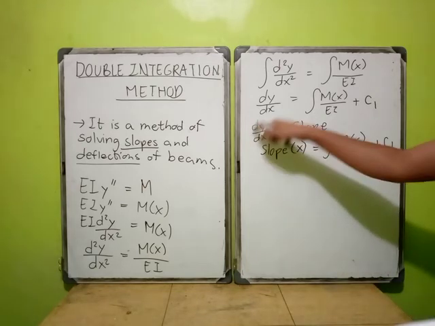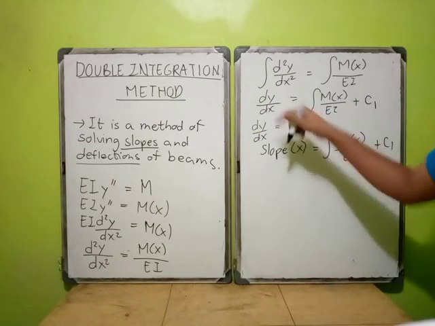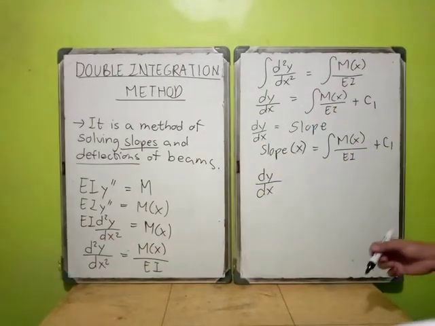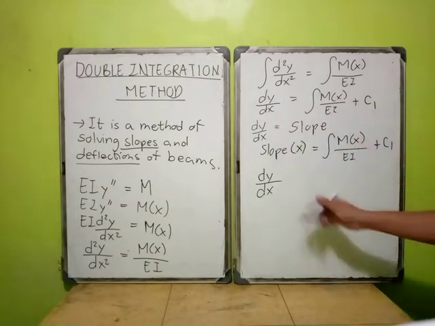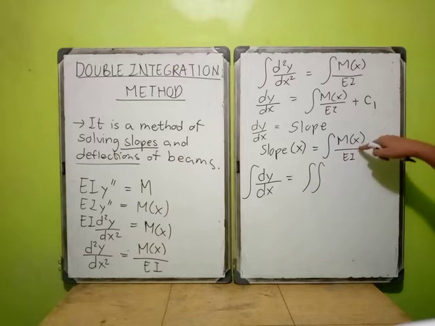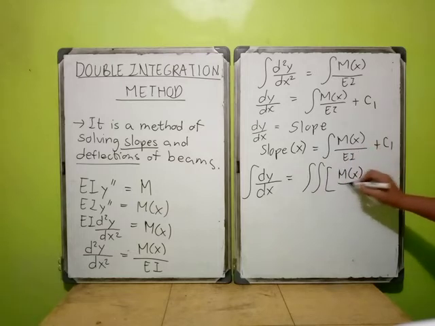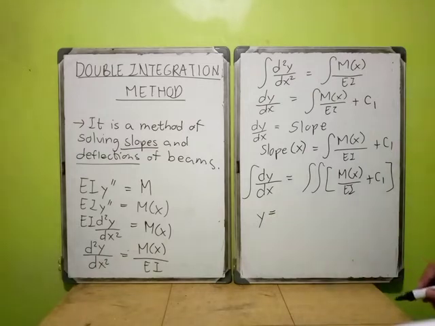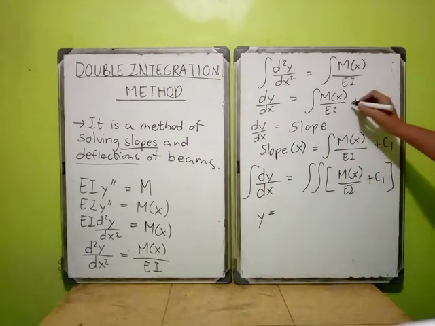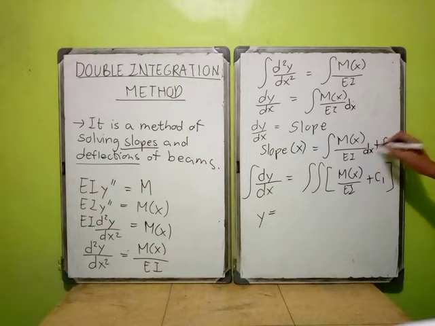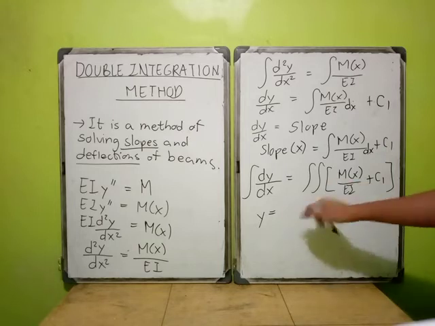And then when we integrate this given dy over dx again, I hope you will remember these formulas. So dy over dx, you integrate it one more time, so M of x over EI plus C sub 1. What happens is it becomes y. Sorry, there should be a dx here. So this is the integral of M of x over EI dx plus C1.